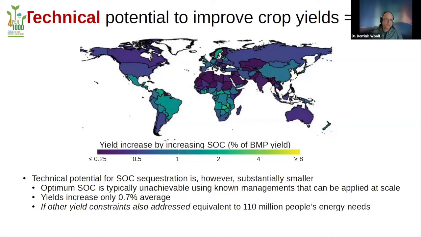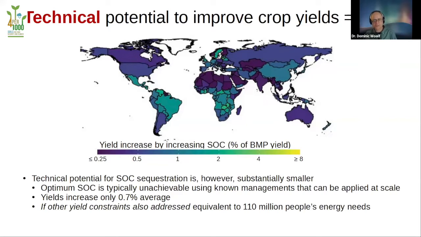And when we take that into account, there's the technical potential for increasing soil organic carbon. If we did zero tillage and maximized organic matter inputs, and we used cover crops and all of these scalable processes we know how to do, how much soil organic carbon could we get, and how much would that increase crop yields? And it turns out that number is actually a lot smaller, even much less than 1% increase in crop yields.